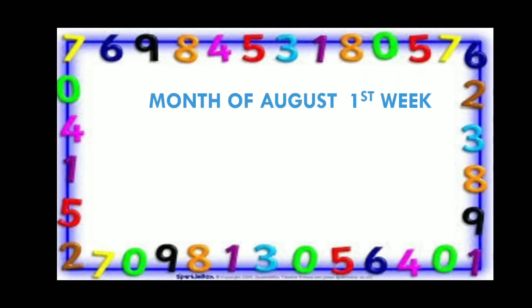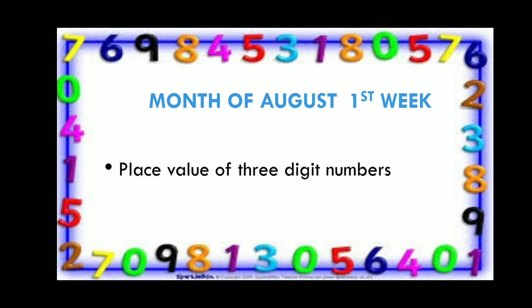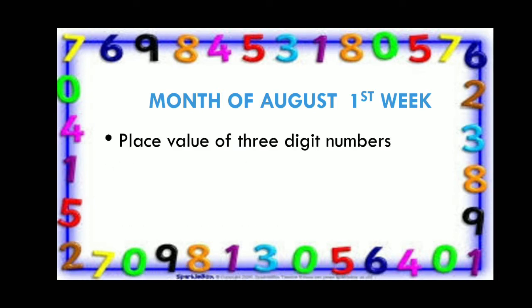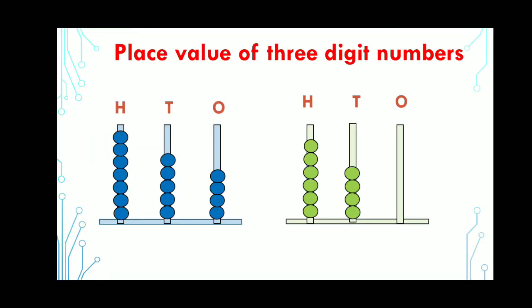Now take out your maths book. Let's start the month of August. In the first week of August, students, you will learn about place value of 3 digit numbers, backward counting, and number names. Now, place value of 3 digit numbers.